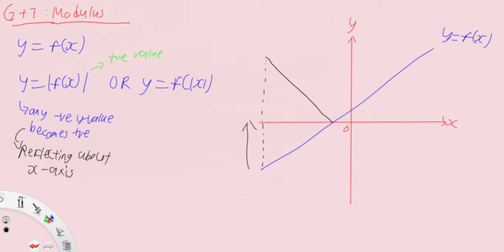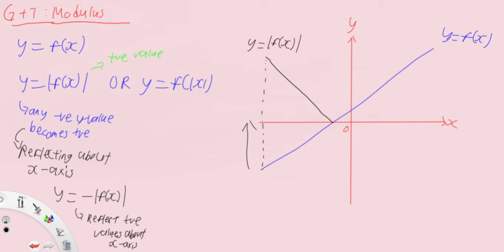Obviously, if I were to have another example, y equals minus mod f(x), then it must be strictly negative, because mod f(x) is always positive, so minus mod f(x) is always negative. We then reflect the positive values. So that is the idea for mod f(x). It would be basically this portion here plus this portion here, and this will give you mod f(x).